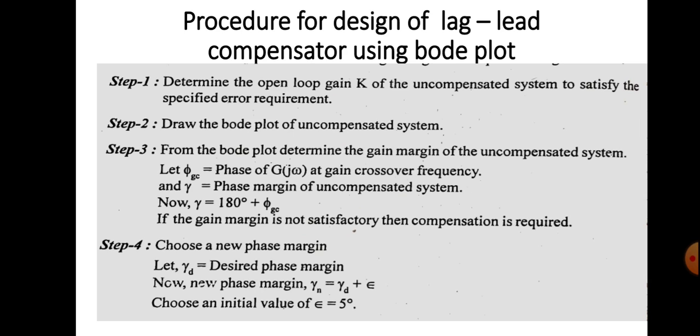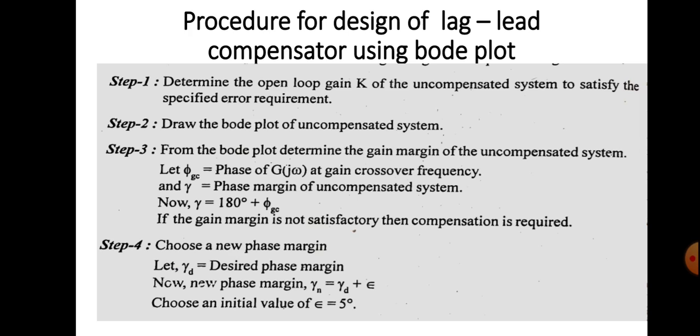Then we will draw the block diagram of the lag lead compensator. So the first step is, we will be given a transfer function in the question. In that, K will be unknown, that means the gain will be unknown. So we have to first determine the open loop gain K of the uncompensated system, and that should satisfy the specified error requirement. That is the first step.